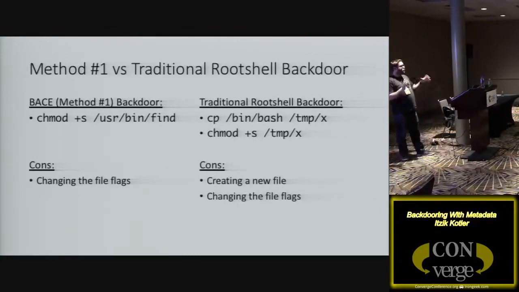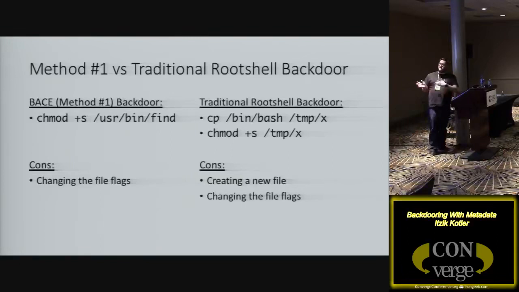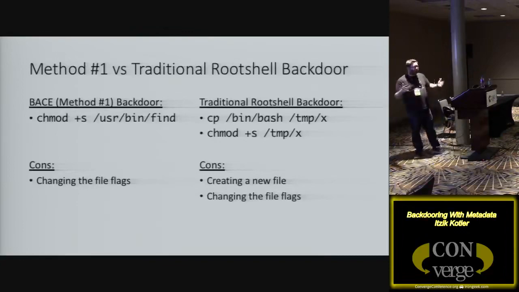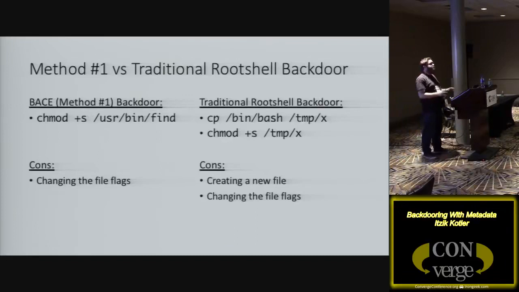So when you think about what's new in my research compared to the traditional root shell, it's a very important step. As you can see, the left side is using the base method, and the right side is the traditional root shell backdoor. Both of them eventually require changing the file flags. There is no magic here, but the traditional root shell backdoor takes into consideration that you're creating a new file, the backdoor. And creating that new file creates much more noise than just changing one file's permission. Not to mention that, in different environments such as embedded devices, that could be a limitation.